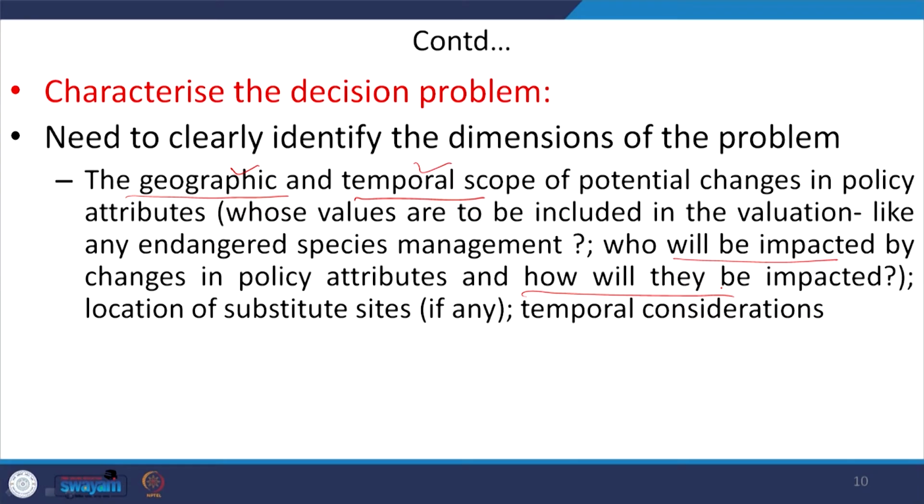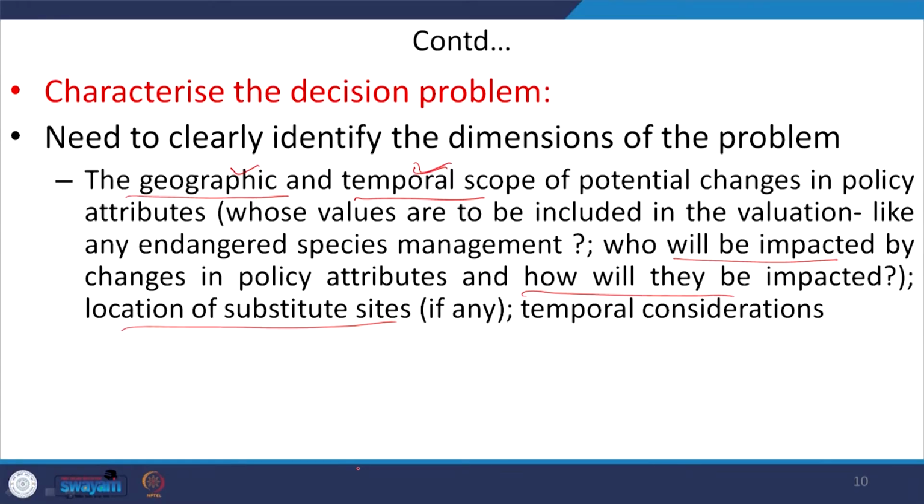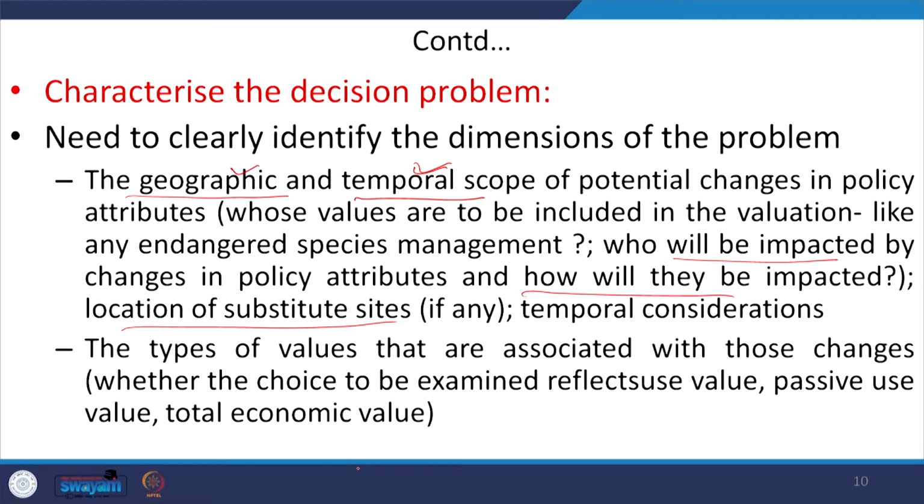And along with this geographical and temporal scope, we need to talk about the locations of the substitute site, whether any other similar sites or substitute sites are located within that geographical boundary. And we need to also talk about the temporal considerations, that over a time period how this particular scenario has been changing, or it has changed, or it is going to be changed. So, under these characteristics, or how to characterize the decision problem, we need to actually talk about these dimensions.